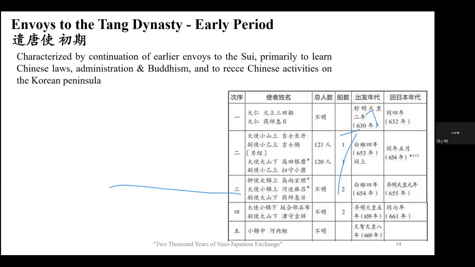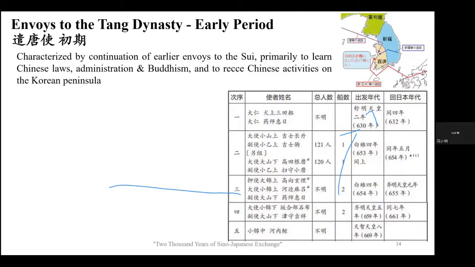So we have now, after the Sui dynasty ended, the Tang dynasty began. The Tang dynasty is a very, very crucial period for Japanese culture because it is characterized by a lot of absorption. So this is primarily a continuation of earlier envoys to the Sui to learn Chinese laws, administration, and Buddhism, and to recce Chinese activities on the Korean peninsula, because the Japanese people are always interested in Korea and they want to see what the Chinese influence on Korea is like.